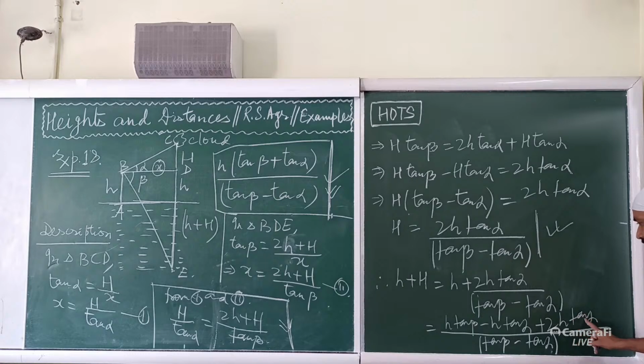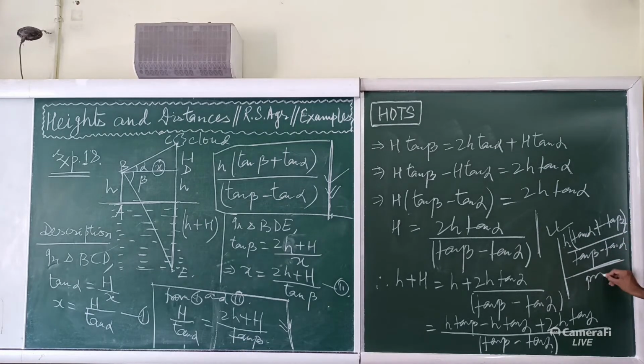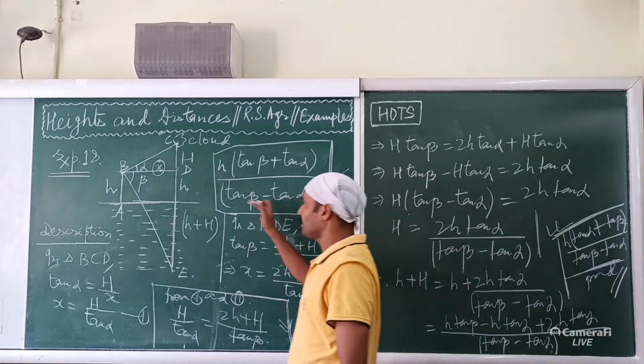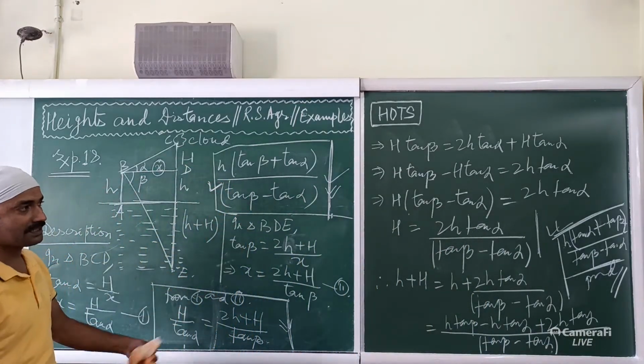See, now what will you do? See here, 2h tan alpha minus h tan alpha, it will be h tan alpha. This is plus h tan beta by this one, tan beta minus tan alpha. What will you do? Take h as common. We took h common from both, and the result has come. This is our required result, meaning the height of the cloud from the level of the lake is this one. We have got the result.